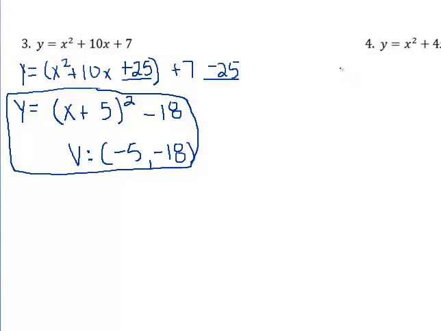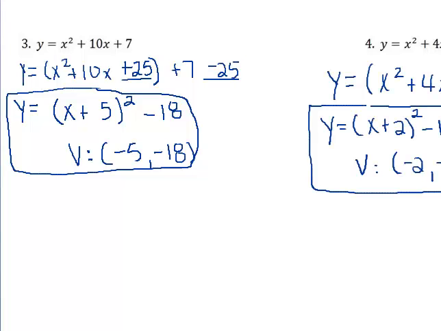Try and pause the video and do it yourself. And then when you're done, press play again and check your answer. Okay, check your answer on number 4. You should have gotten y equals x plus 2 quantity squared minus 12, and the vertex is -2, -12.